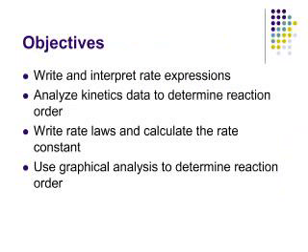We have several objectives for this podcast. There are things you need to be able to do because this is an extremely important topic in AP Chemistry. You need to be able to write and interpret rate expressions. You need to be able to analyze kinetics data to determine reaction order. You need to be able to write rate laws and calculate the rate constant. And you need to be able to use graphical analysis to determine reaction order. So there's a lot of different things we need to do. None of them are particularly hard, but they're very, very important.